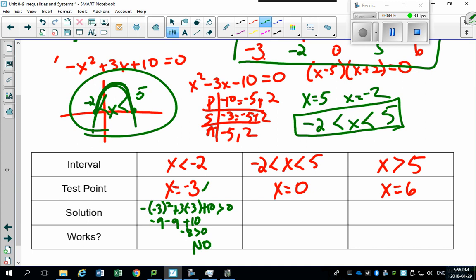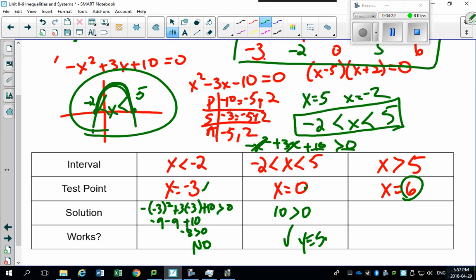Okay? Try the 0 now. 0 is really great because, of course, you know that minus x squared plus 3x plus 10 has to be greater than 0. Look at that. When you put in 0, that's gone. That's gone. Is 10 greater than 0? 10 is greater than 0. It works. Yes. And then finally, our last interval, of course, is 6.